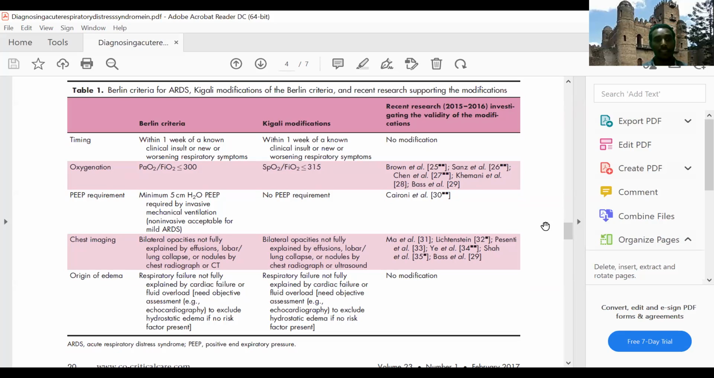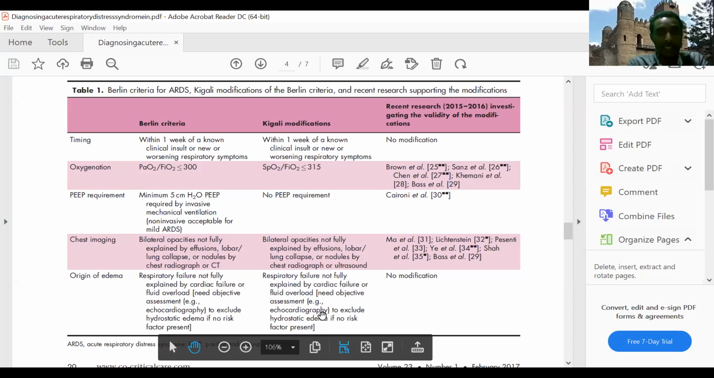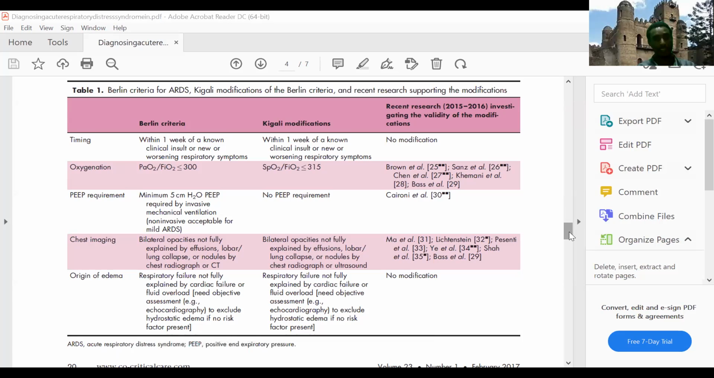And the next one, as you can see, the severity classification in the Berlin definition requires that the patient be put on a PEEP of 5 centimeters of H2O or more, that I didn't mention before actually. But in the case of the Kigali modification, there is no need to put the patient on PEEP to classify the severity of hypoxemia. That is another difference. And the last difference is the use of peripheral SpO2 in place of PaO2 in the Kigali modification.